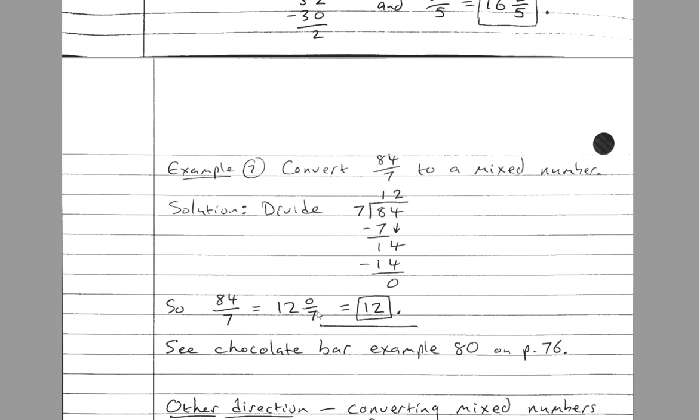But 0 sevenths, that looks strange. We saw in one of our families that any fraction with a 0 on the top is just 0. So this piece is 0, so it's 12 plus 0, and we can, again, ignore it. So the answer is just 12. This is more like a simple division question. 84 divided by 7 is 12.